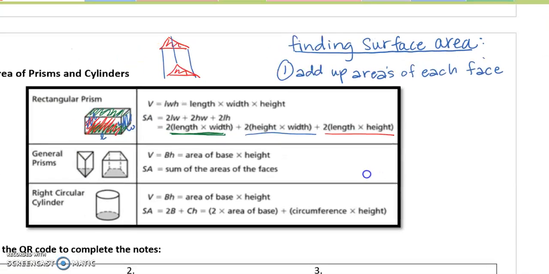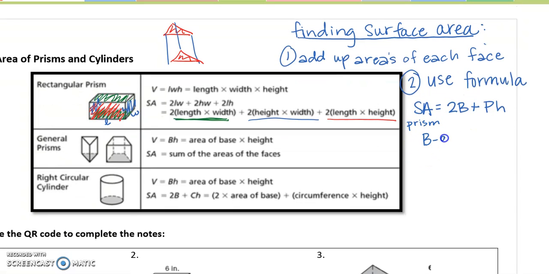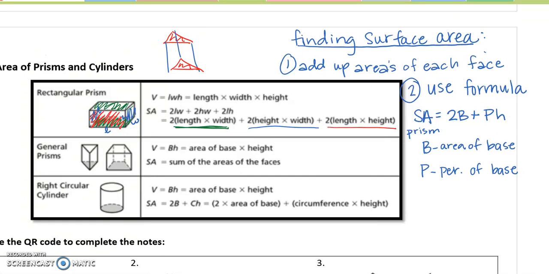Now we do have a second option for finding the surface area. This isn't on your sheet right now, but we can find the surface area of a prism by taking 2 times capital B, which stands for the area of the base, plus P times H, where capital P is the perimeter of the base. Okay, so we're still essentially doing the same thing. We're adding the two bases, and then to get the area of all the other faces, we're using the perimeter and the height, because the height will be consistent for each one of those faces. And so this works for either a rectangular prism or a general prism, triangular, any type of prism.